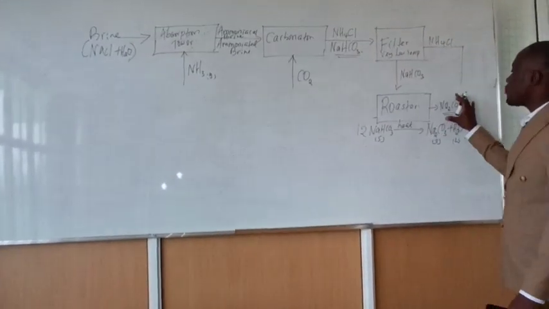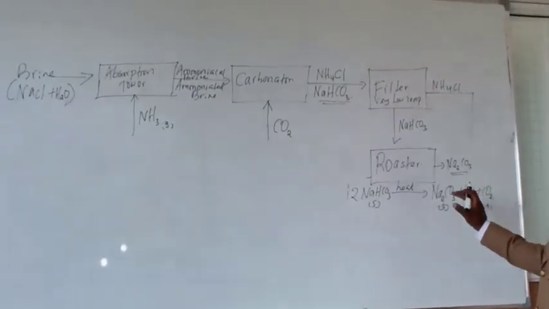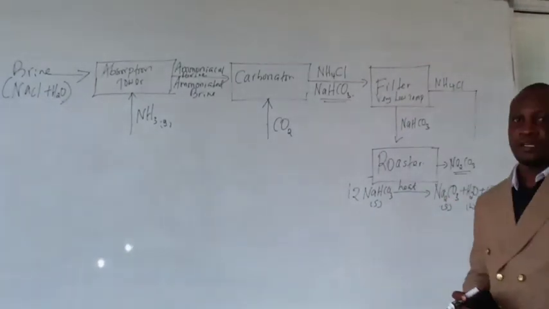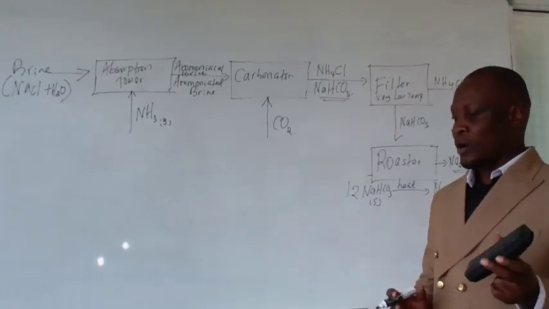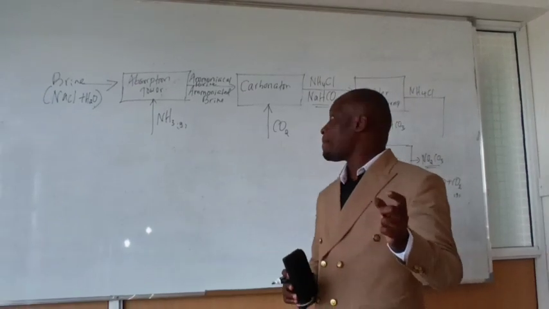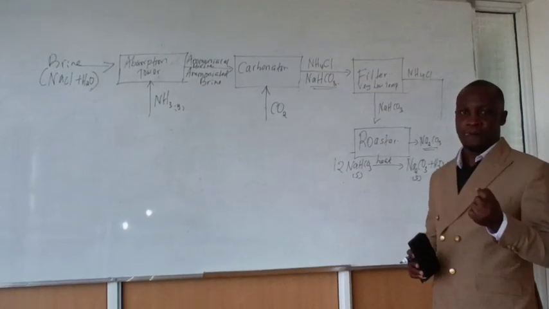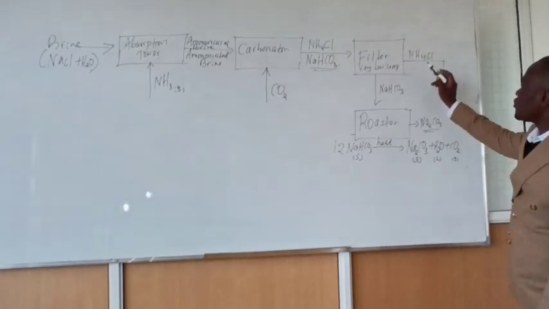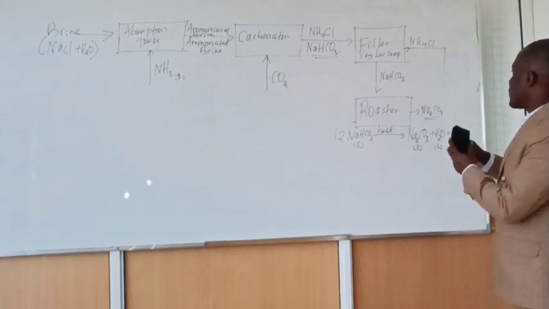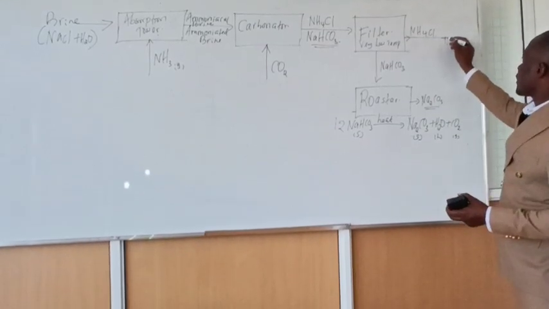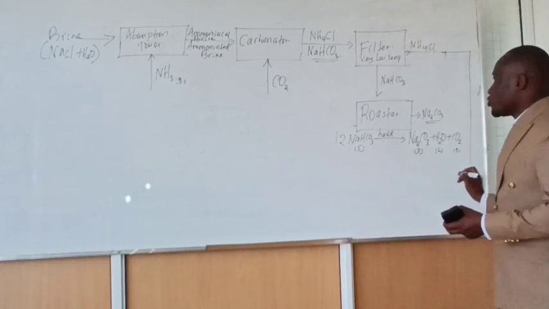But we don't stop the process here, because there are other substances formed in this process that are very useful, and we will have to recycle them so that our industrial process is economical. Remember we talked about ammonium chloride coming out from the filter. Allow me to extend this. This ammonium chloride will come somewhere. I'm going to show you where.